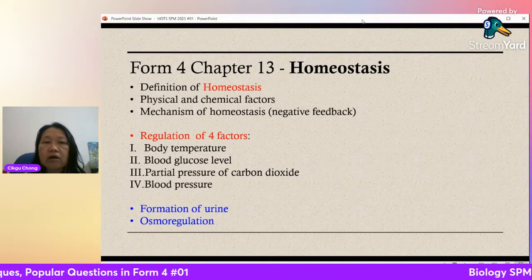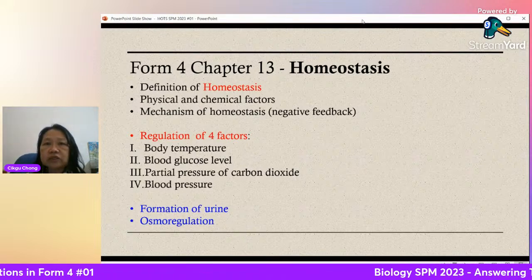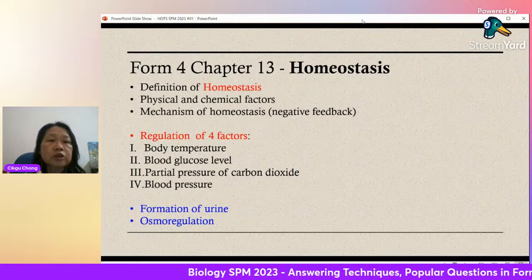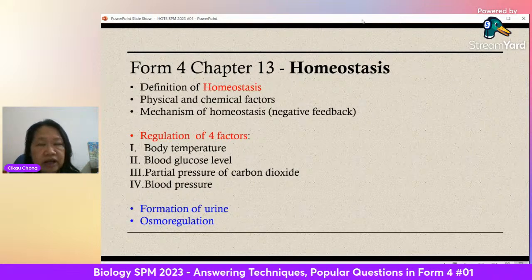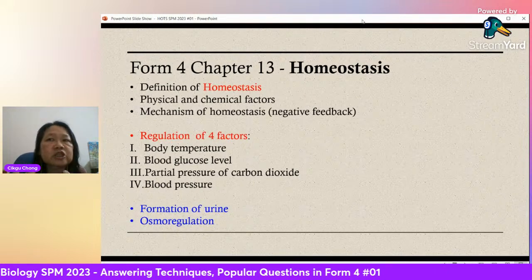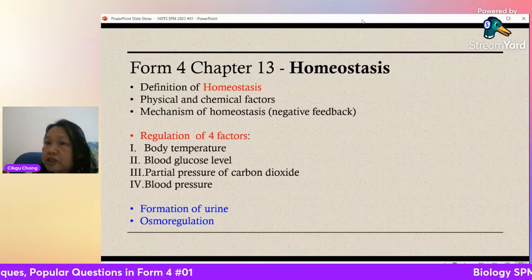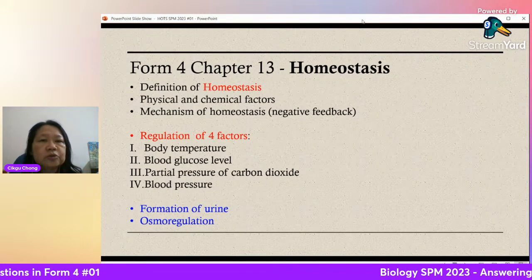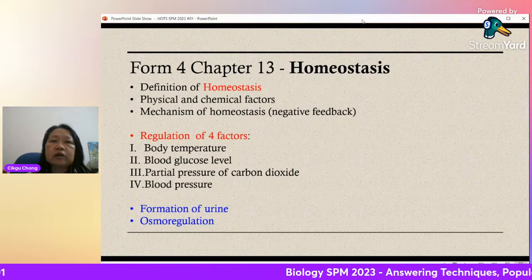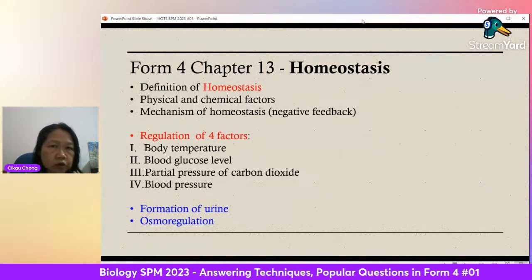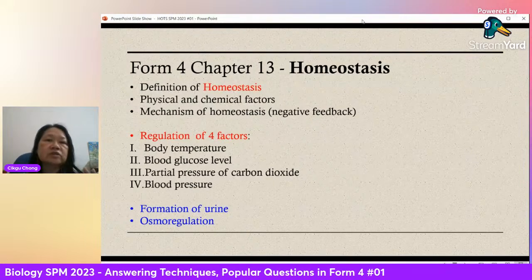And next one, osmoregulation. When your osmotic pressure increases, when you're exercising, your osmotic pressure will increase, your blood will become more concentrated. What is your body going to do to bring it back to normal? So these are the questions that will be asked in chapter 13, nothing else. All right, so let's go through a few questions only, very short.